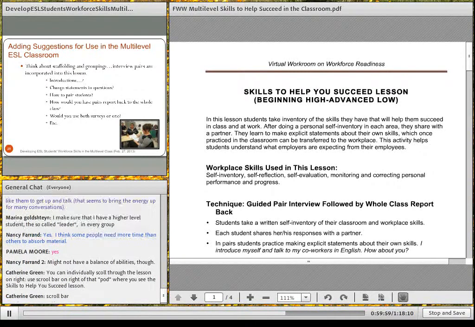Good. And Catherine's making a very good explanation here. She's saying go ahead and participants can scroll through this lesson, take a look at it, and take a few minutes to think about adaptations you would make for the multi-level classroom.